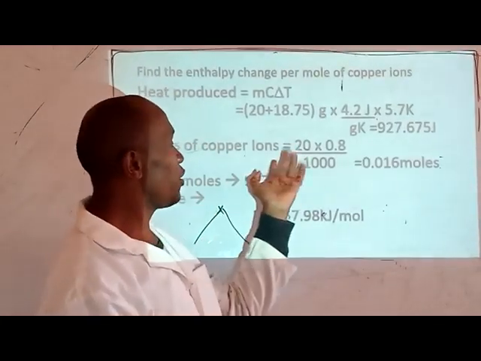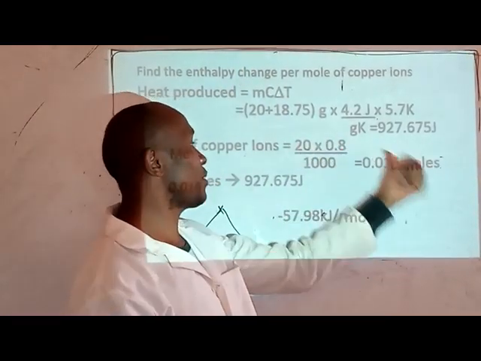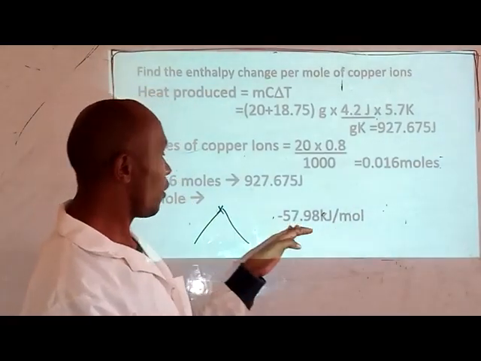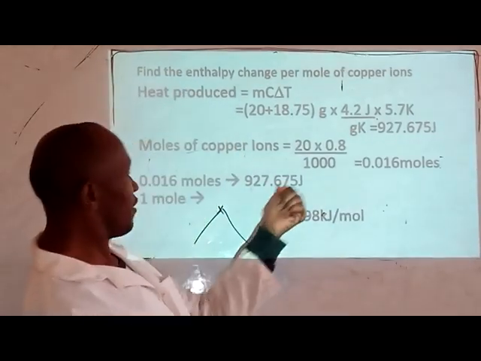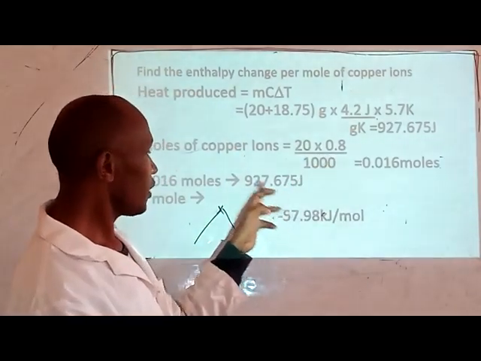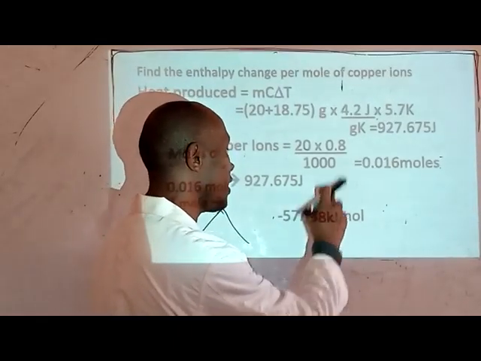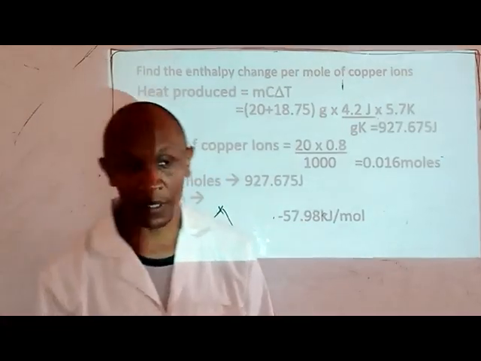So the moles of copper used, I was told it is 0.8 mole. So 20 cubic centimeters of 0.8 mole, that is those number of moles. So for 1 mole of copper, that much. The sign and the unit: of course, I've divided by 1,000 to get the kilojoules. The small k, capital J. Capital J. So that is how we go about that.